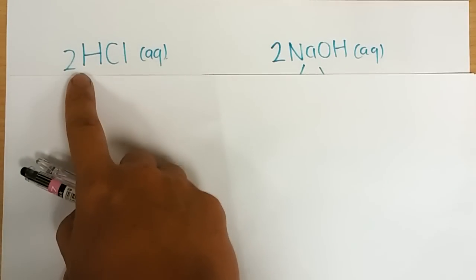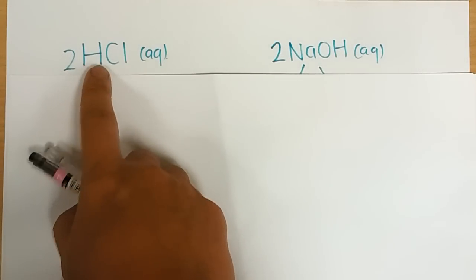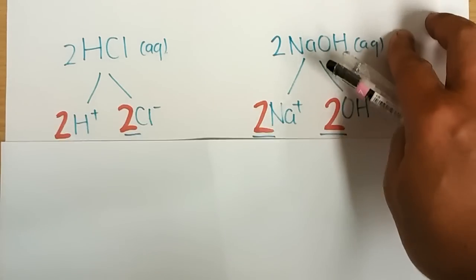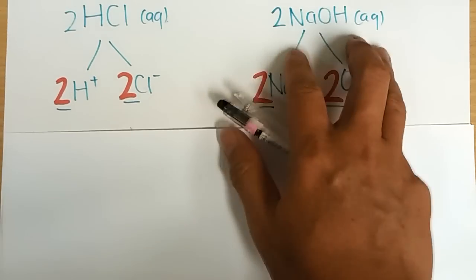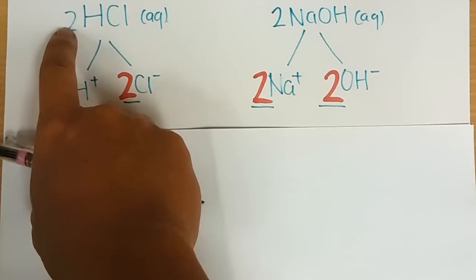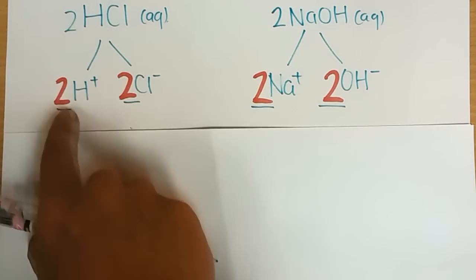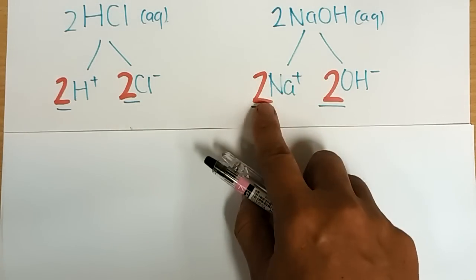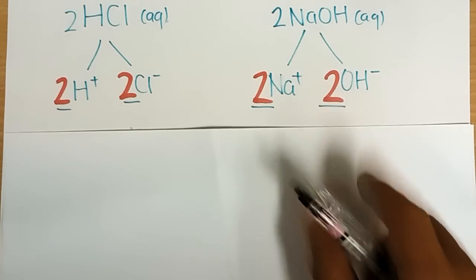When you get a balanced equation, for example 2HCl or 2NaOH, the method is the same. First, put down the ions. Next, put in the number. So in this case, it's like an expansion in maths. 2HCl gives 2H plus, 2Cl minus. Similarly, it's the same: 2Na plus and 2OH minus.